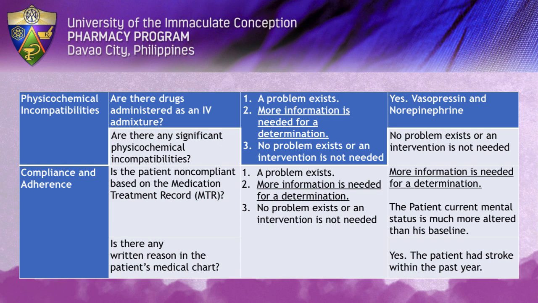Compliance and adherence. Is the patient non-compliant based on the medication treatment record? More information is needed for determination. The patient's current mental status is much more altered than his baseline. Is there any written reason in the patient's medical chart? Yes, the patient had a stroke within the past.